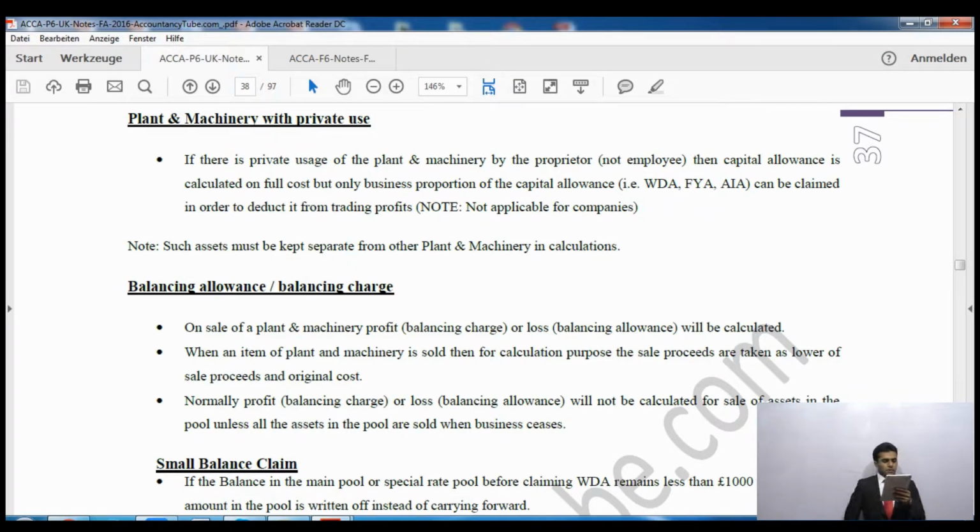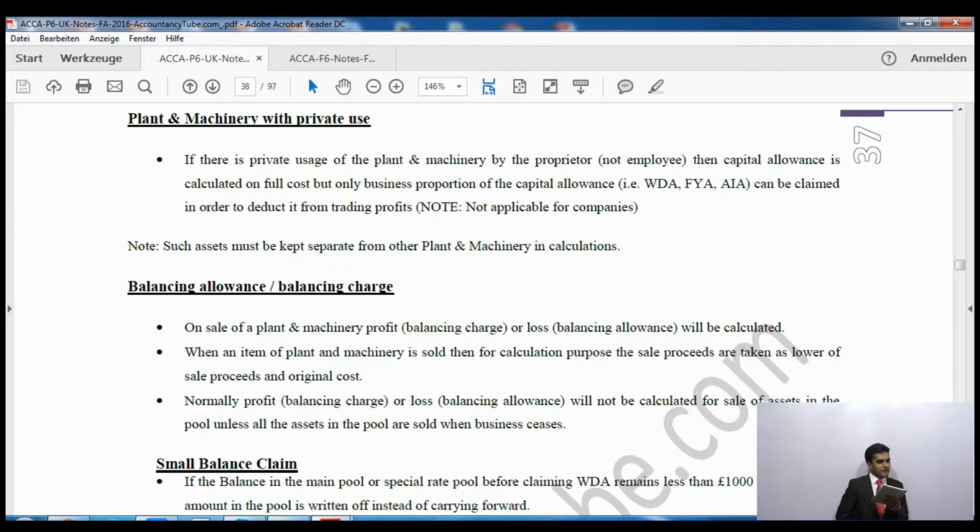It says that if there is private use of the plant and machinery by the proprietor, not an employee, then capital allowance is calculated on the full cost, but only the business proportion of the capital allowance can be claimed in order to deduct it from the trading profits. And in the notes it says not applicable for companies.